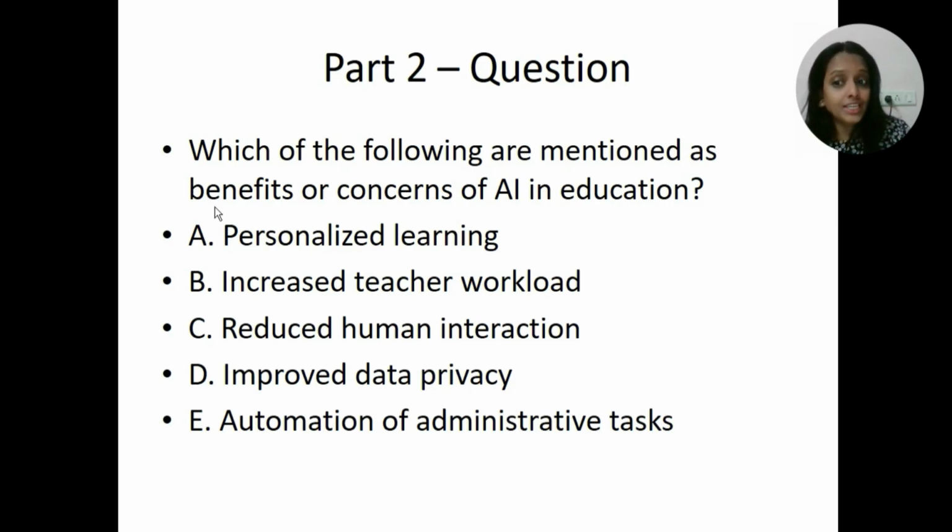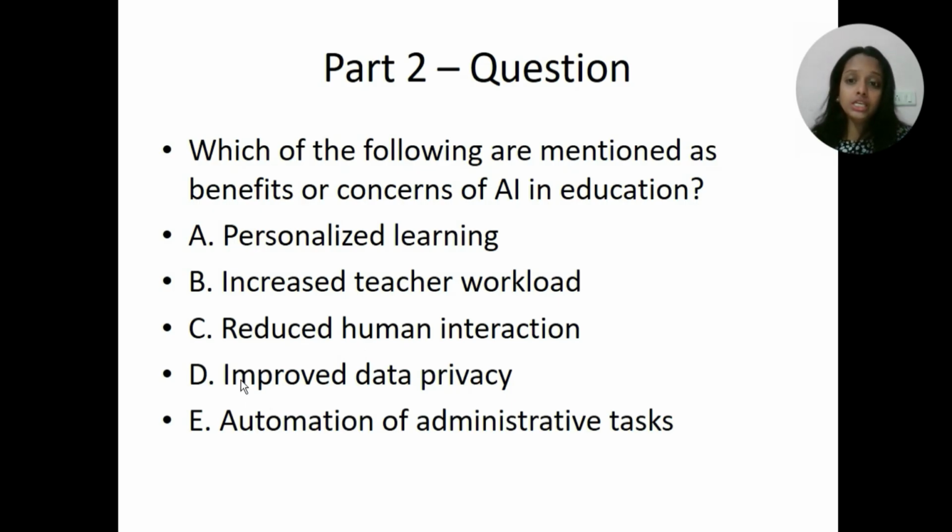Now, again, you have to do the step by step thinking. Okay. Option A, everything is clearly mentioned: personalized learning based on the passage. You have to check it back with the passage. Okay. And option B, increased teacher workload. No, actually, it said AI reduces workload. So this option is wrong. And option C, reduced human interaction. Yes, it is mentioned. This is also correct.